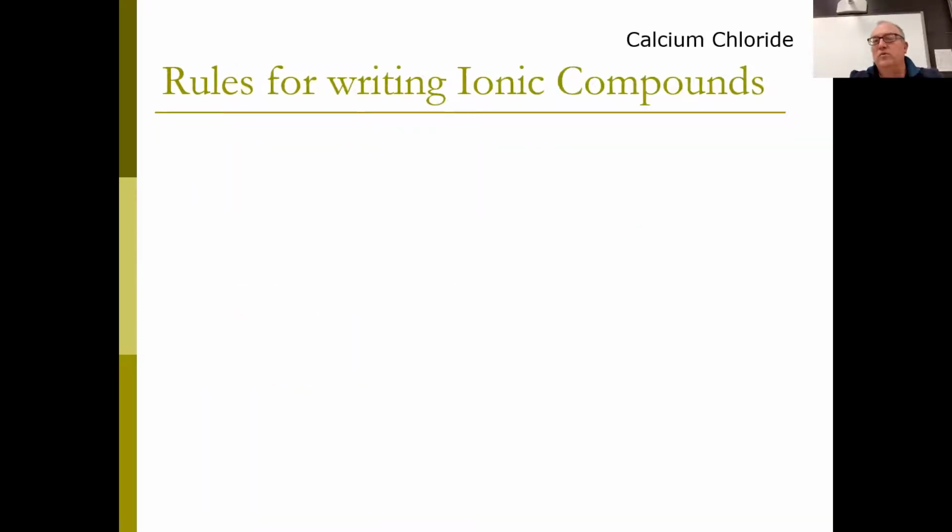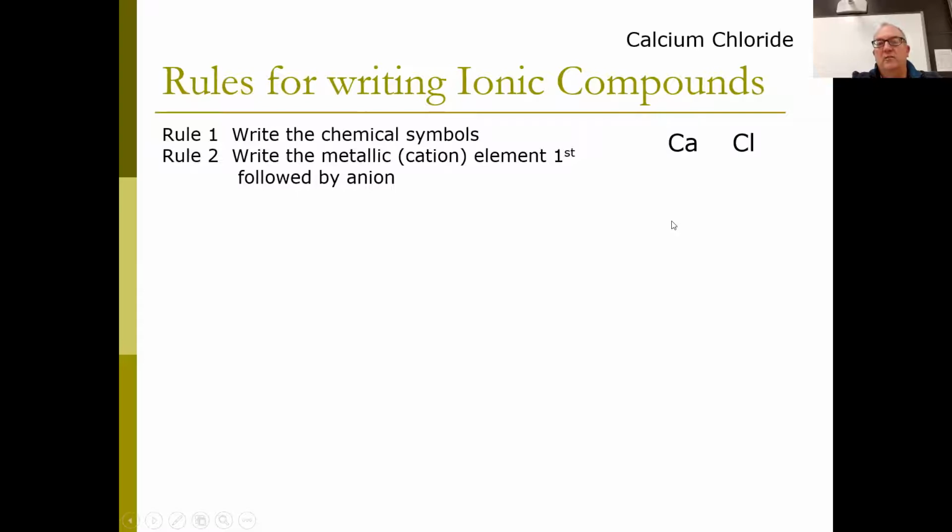We have some rules for writing these ionic compounds. We have calcium chloride up here at the top. When we write the chemical symbols, write them like this. Write first the metal before the non-metal. Then look and find the charge of the ion.